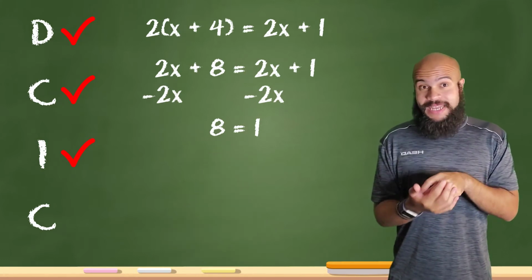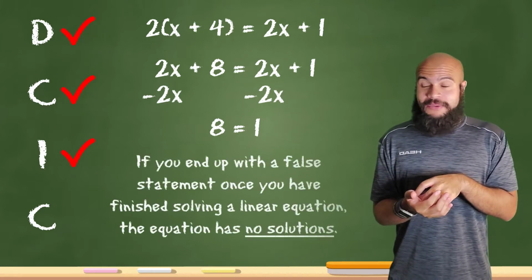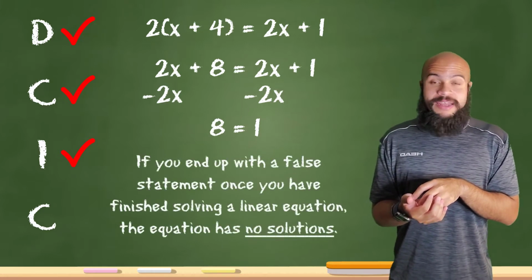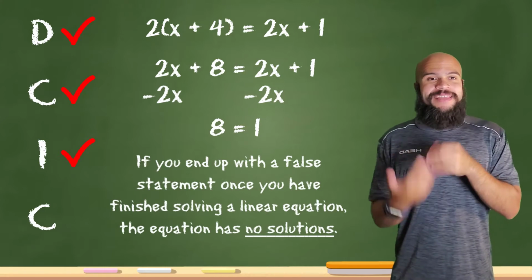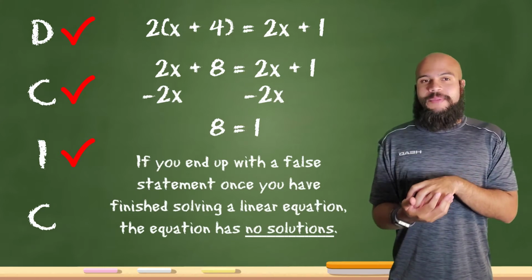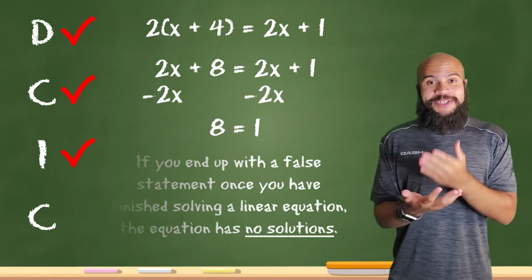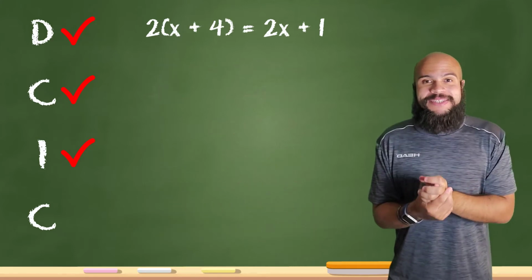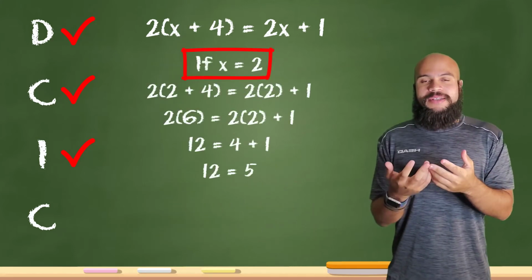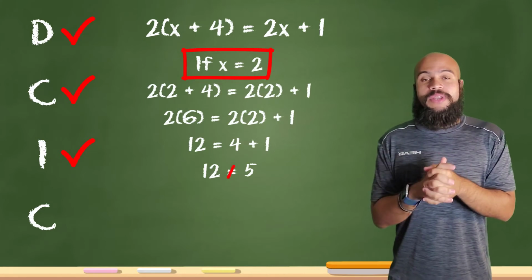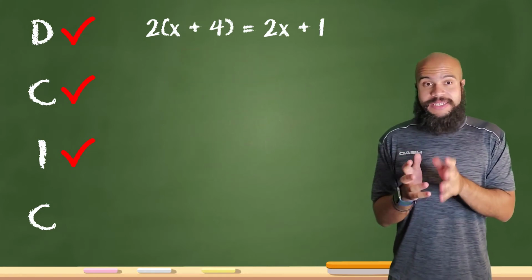Well, this is a false statement of mathematics, right? 4 does not equal 1, at least not on this planet. It never has, it never will be. Therefore, this linear equation is an example of an equation that has no actual solutions. This means no matter what value you plug in for x, the two sides of the equation will never equal each other. You're never going to get the same thing.